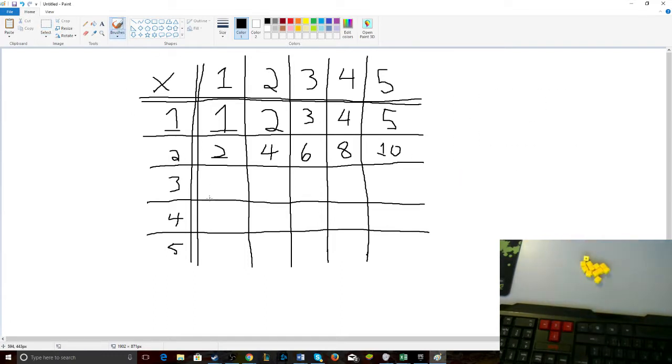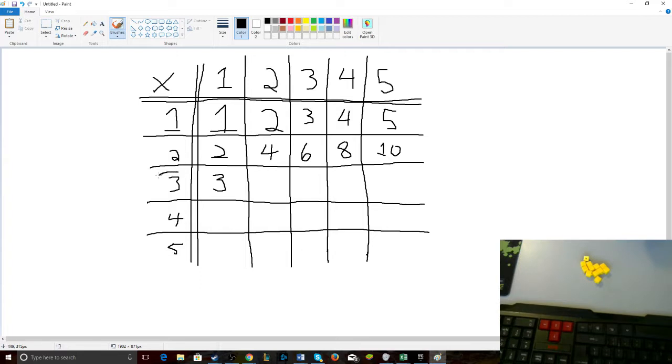Alright, so now doing 3's. 3 times 1, because it's times 1, it'll always equal 3. Now, we do 3 times 2. And the thing about multiplication tables is that some answers are repeated.